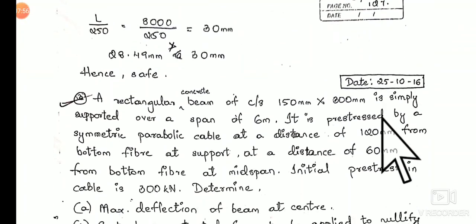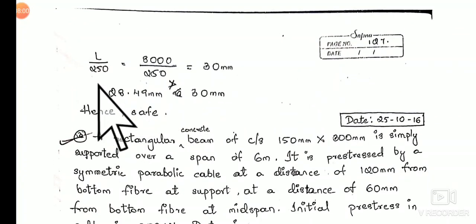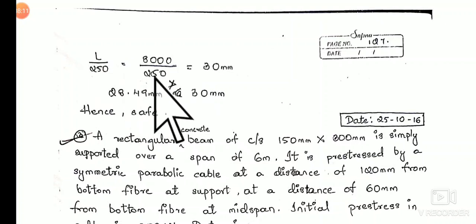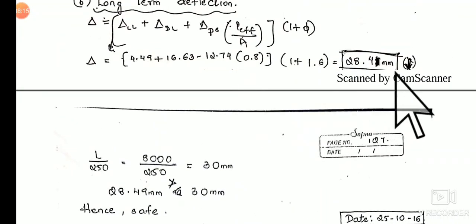We need to check with the Codal provisions the maximum permissible deflection. This deflection should not be greater than L by 250. This is the maximum permissible deflection, given by L by 250, where L is the span of the beam, 8000 divided by 250, which is equal to 30 mm. In this case, we got the actual deflection as 28.4 mm.